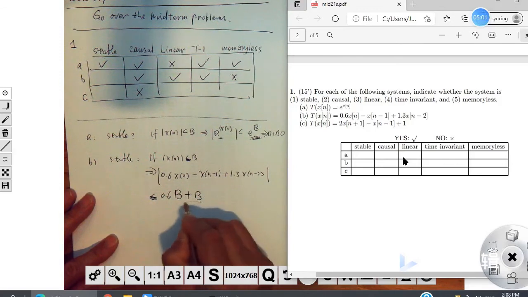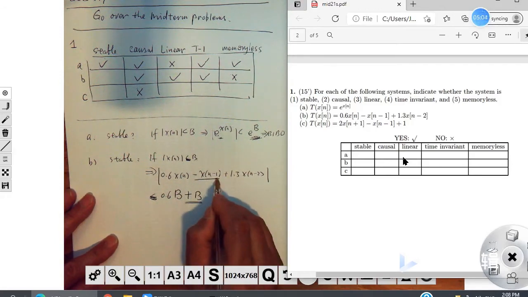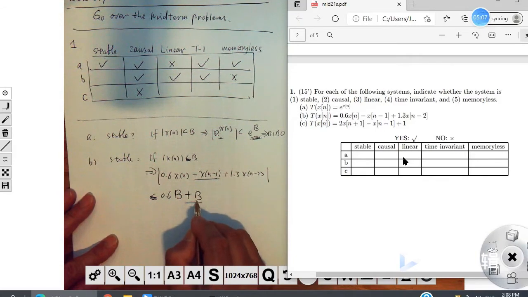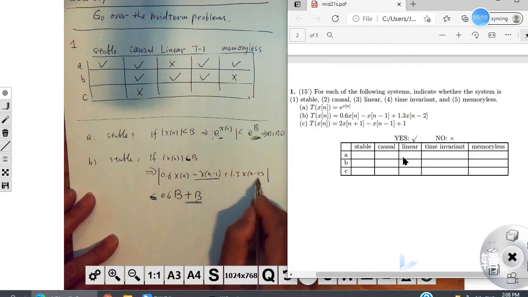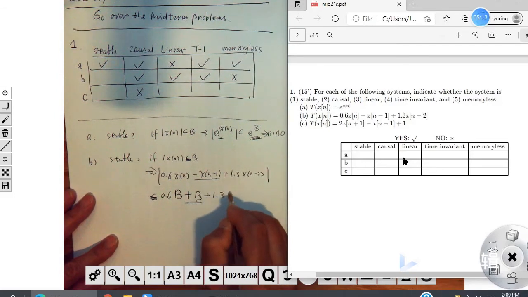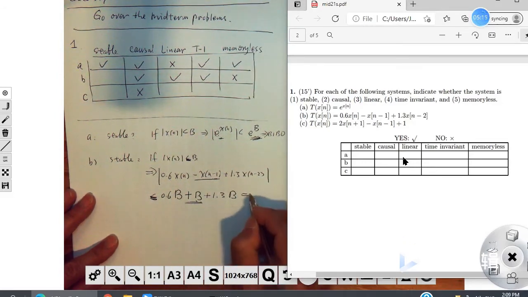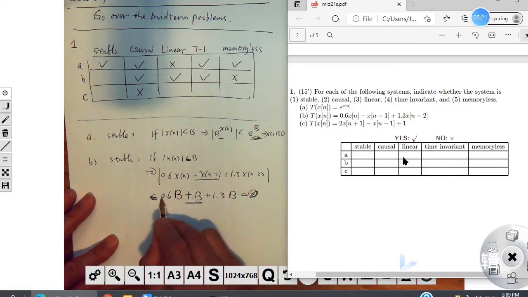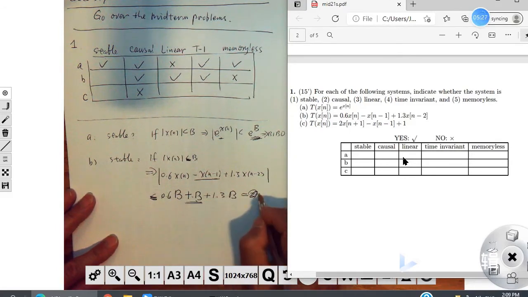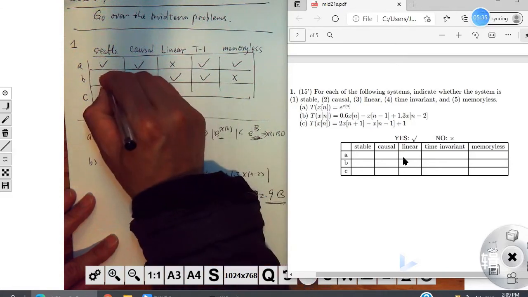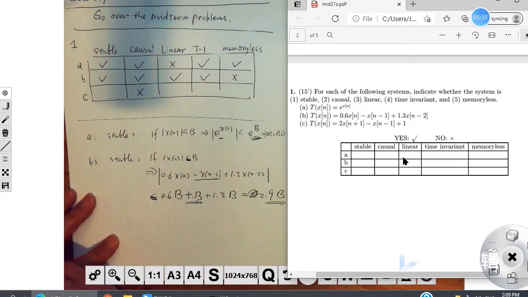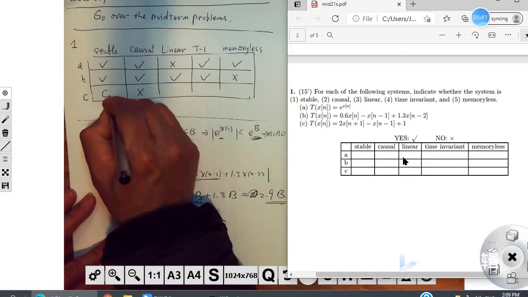B must be a bound of this term. The last term is similar, it will be 1.3B. So totally, 0.6 and 1 is 1.6, and 1.6 and 1.3 is 2.9B. Anyway, this is a bound. So this is also BIBO, also stable. B is also stable, and similarly, C is also stable.